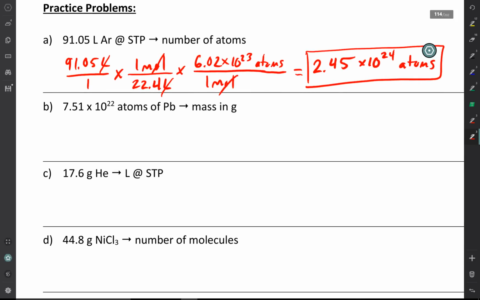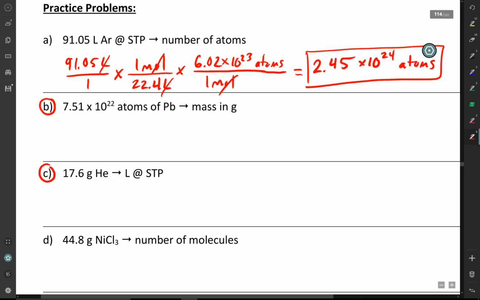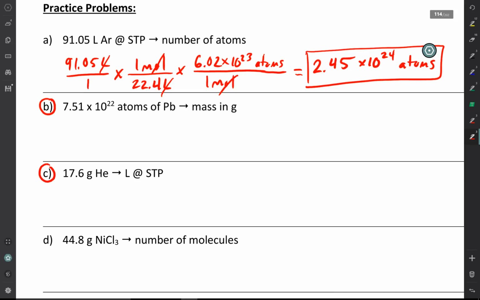All right, why don't you go ahead and try letters B and C. I'll start going over letter B, so if you think you've got it, you can just either pause this or fast forward this and check your work against my answers.